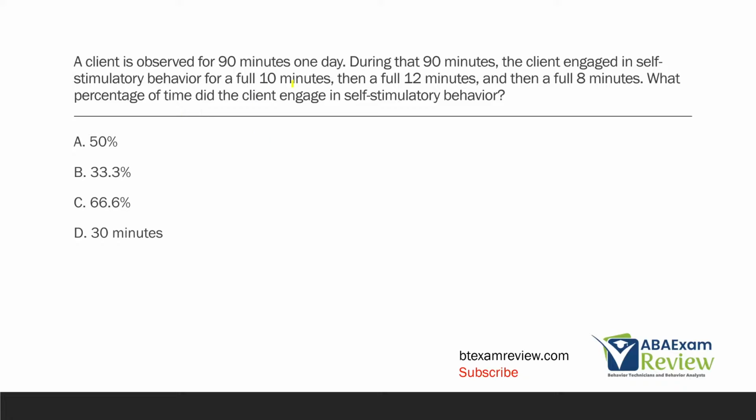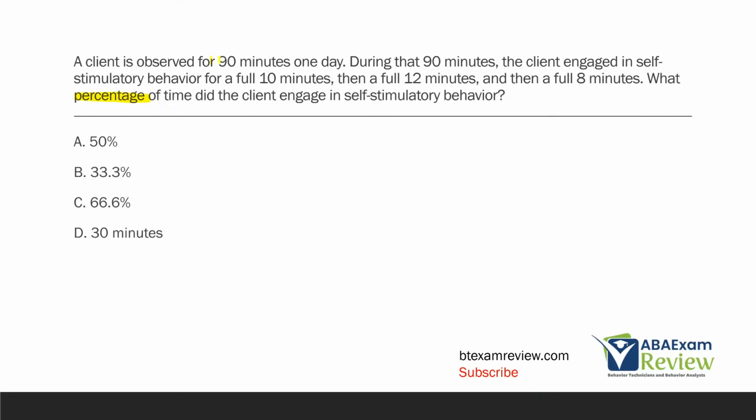The client is observed for 90 minutes one day. During that 90 minutes, the client engaged in self-stimulatory behavior for a full 10 minutes, then a full 12 minutes, and then a full 8 minutes. What percentage of time did the client engage in self-stimulatory behavior? So we're looking for percentage. All right, how do we find percentage? Well, to find percentage, you're going to take the data, add it all up, and then divide it by the total data, and then multiply by 100.